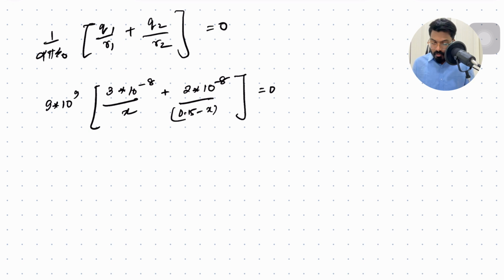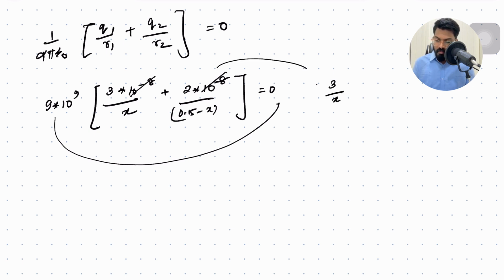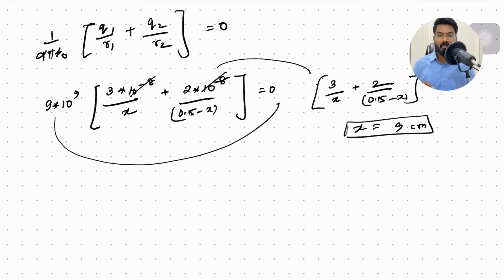Now if you do this, the 9 into 10 to the power 9 drops out, so we are looking at 3 by x plus 2 by 0.15 minus x equal to 0. If you solve for it, you get x is equal to 9 centimeter.